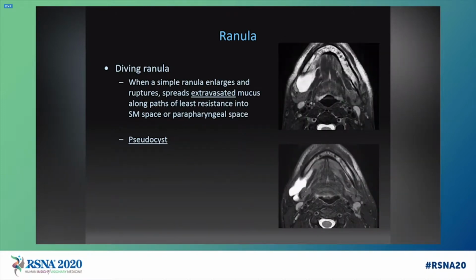The diving ranula is what we have in our case, and that is when a simple ranula enlarges and it ruptures. The mucus extravasates, and it can go through weak spots, such as a mylohyoid defect. It can go around the back of the mylohyoid towards the submandibular region. And this, because it's ruptured, is in fact a pseudocyst. So now it's extravasated mucus that then gets confined by a lining that is not the true epithelial lining.